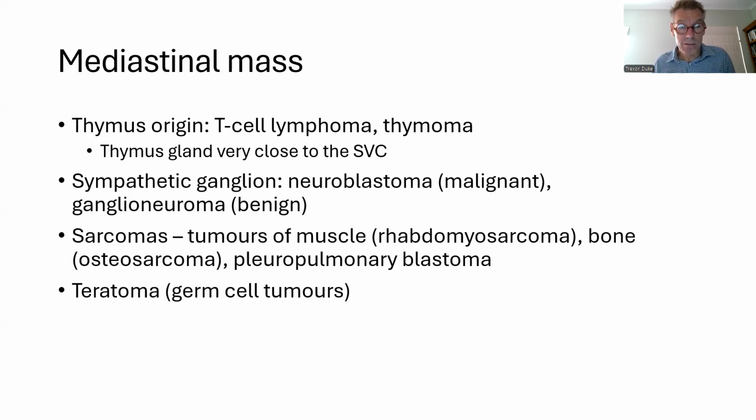And then some mediastinal masses will be sarcomas, tumors of muscle or bone or connective tissue. So rhabdomyosarcomas or osteosarcomas or Ewing's sarcomas, or pleuropulmonary blastomas. They're all tumors arising from connective tissue. And then lastly, relatively more common, are teratomas, and they're germ cell tumors that can also arise in the thorax, and there are some clues to those things.